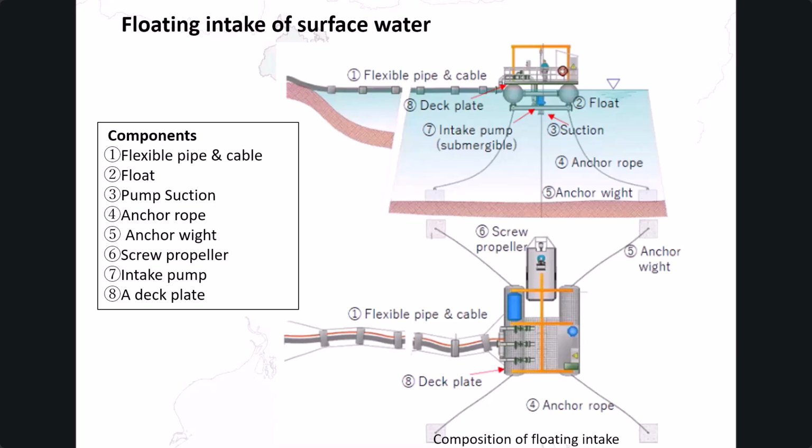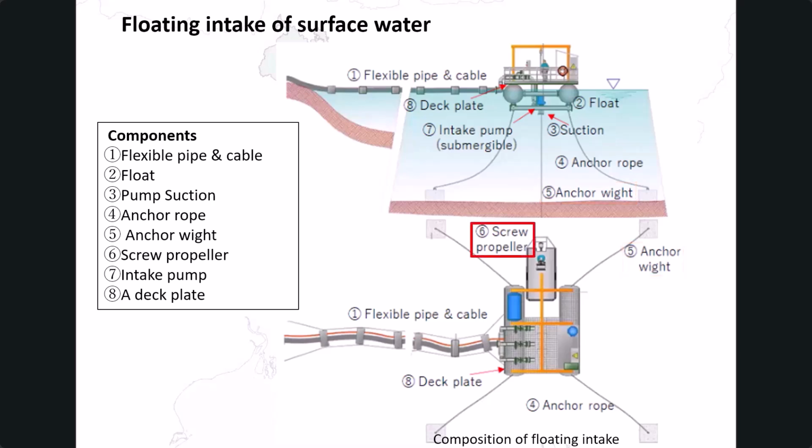In pontoon-type facility, 1. Raw water is conveyed to the water treatment plant through a flexible pipe. 2. The pontoon is supported by floats. 3. A device is installed to support the downward suction pressure. 4. The pontoon is connected with ropes to prevent it from being flushed away. 5. Anchor weights are used to secure the structure.